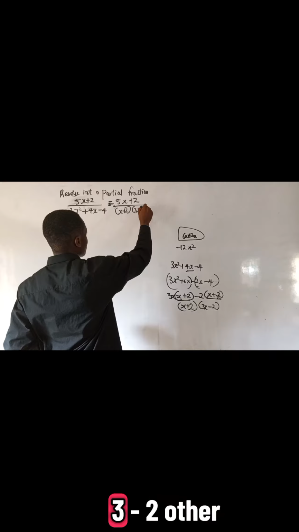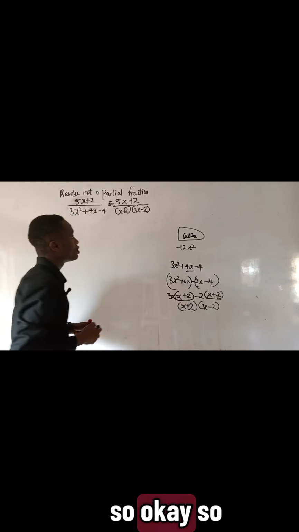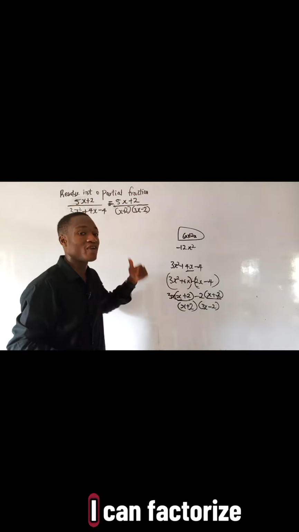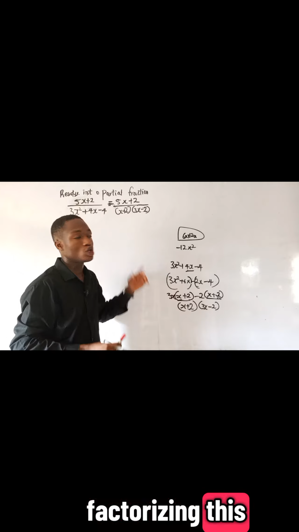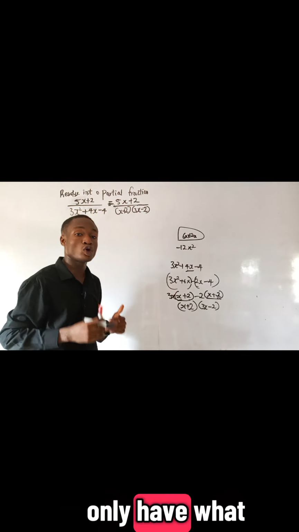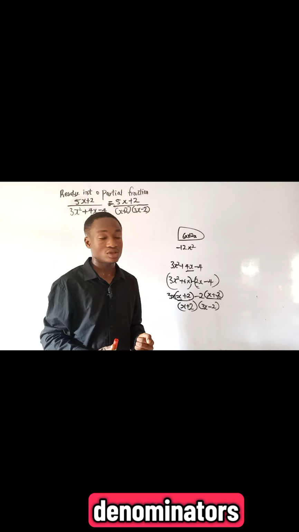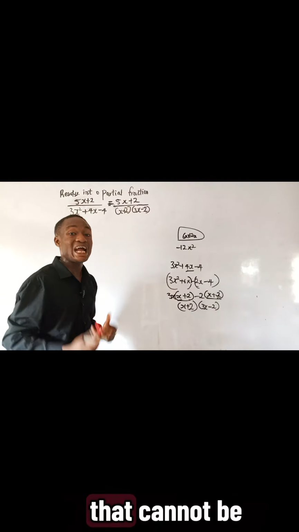3x minus 3. Minus 2 other. So okay, I can have this. You can now see that there is no way I can factorize this again, right? This is the simplest form of factorizing this. So I stop there. That means we only have what? 2 possible factorizable denominators. Because there are some cases that we have a quadratic expression that cannot be factorized.